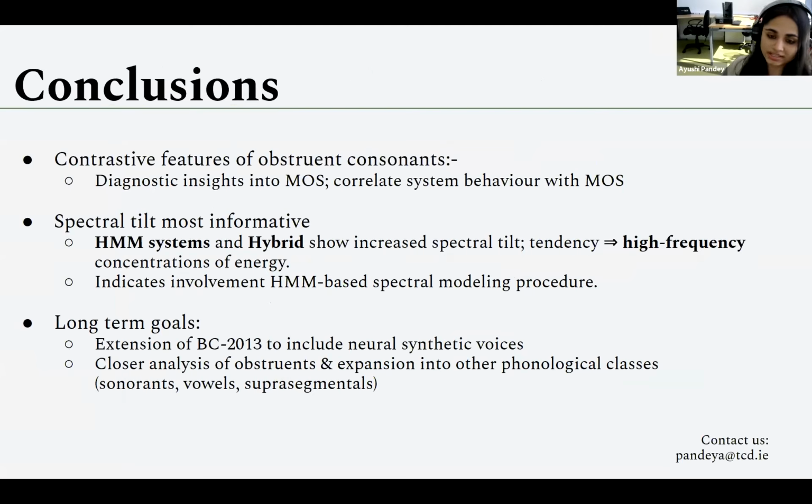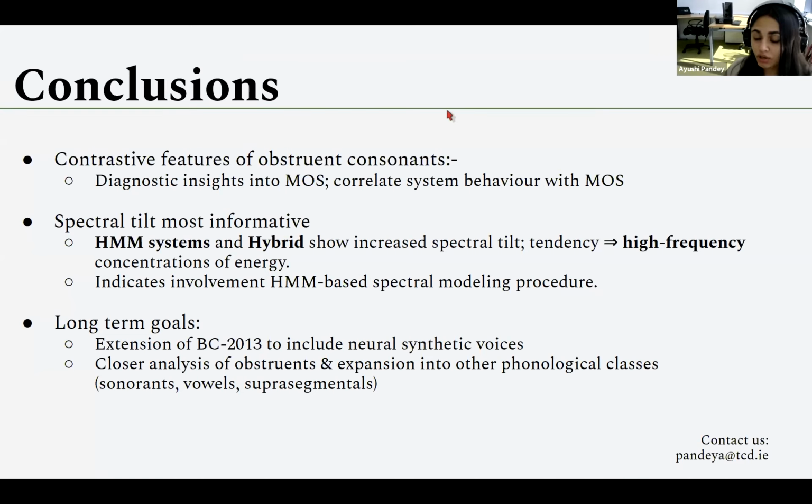So this brings us to some of our conclusions. We have found that contrastive features of obstruent consonants can be used to identify differences based on naturalness in system groups and individual systems. These help us provide diagnostic insights into MOS, and the system behavior can now be correlated with MOS. Spectral tilt was found to be the most informative. HMM systems as well as hybrid systems show increased spectral tilt, indicating tendency towards high frequency concentrations of energy. This also indicates involvement of HMM-based spectral modeling procedure.